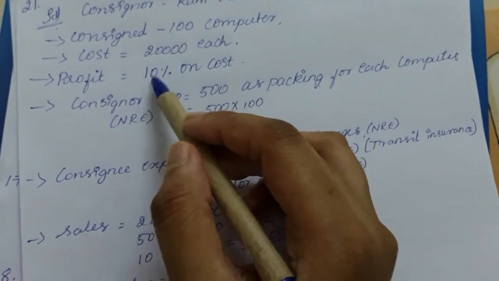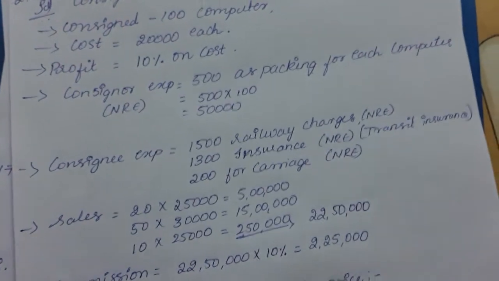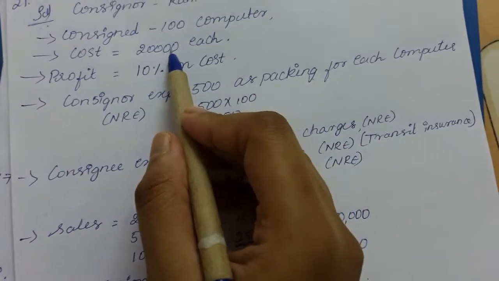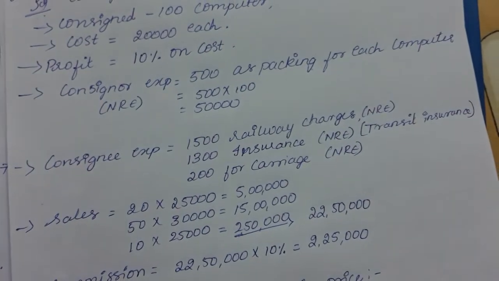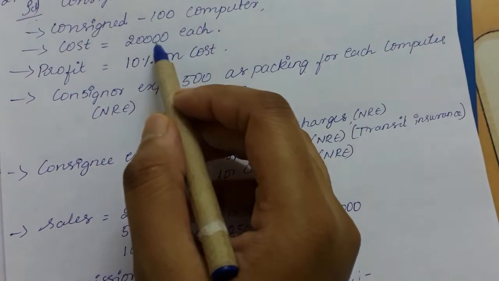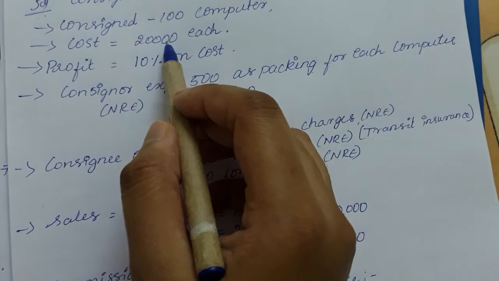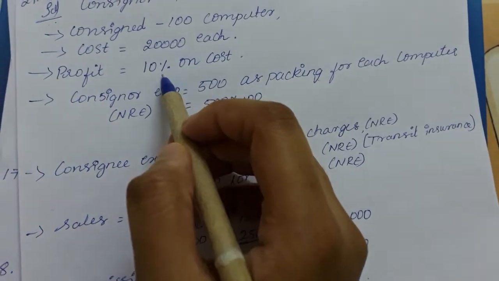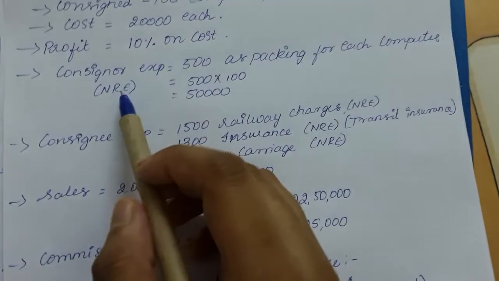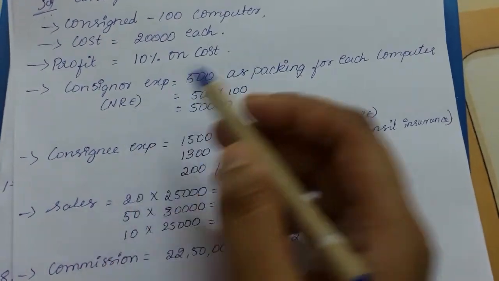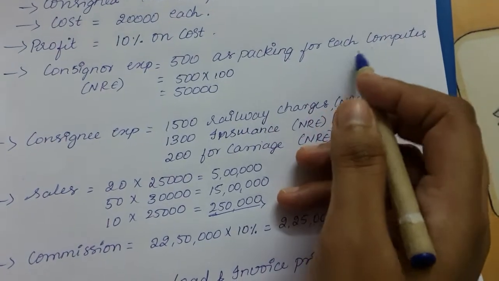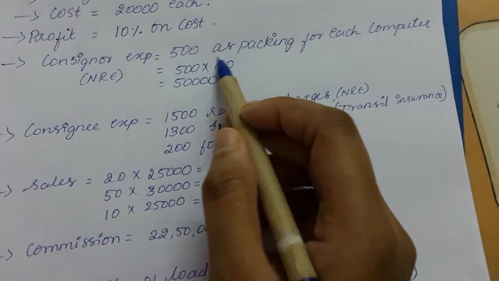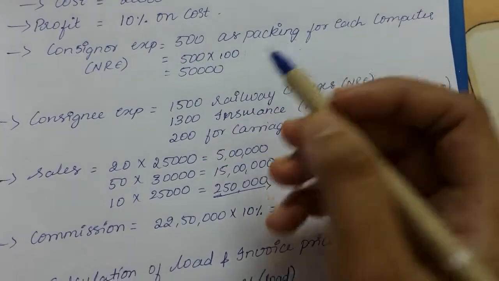He has not said this to the consignee, but he has added 10% profit to this 20,000 and sent it to the consignee. So he is not sending the goods saying that each costs 20,000, he is sending them saying each costs 20,000 plus 10% profit on that. Next, the consigner's expenses: 500 as packing and other charges for each computer. How much is the value of computers sent? That is 100.